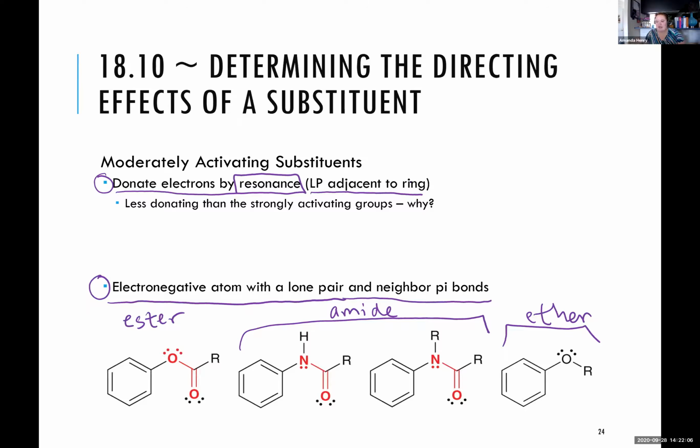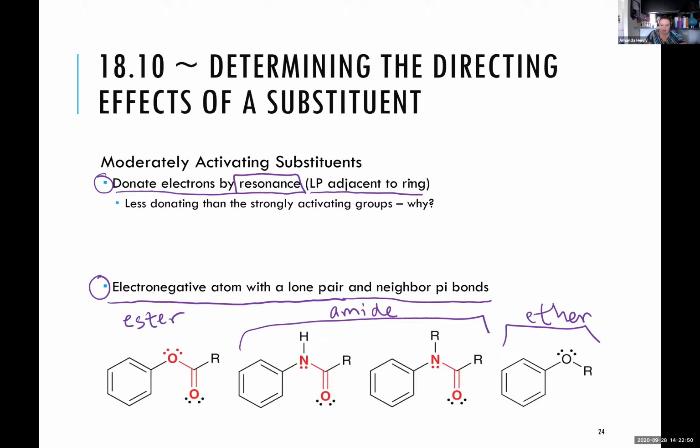So our last group, our strong activators, also have a lone pair next to the ring that they can donate through resonance. These ones, our moderate activators, have a lone pair next to the ring that they can donate through resonance. So why are these ones moderate activators and the other ones strong activators? Why are these ones worse at donating their electrons compared to the other group? Is it because they can do resonance with the pi bond next to them from the oxygens rather than the pi bond from the benzene? That is exactly right. So there's competing resonance.